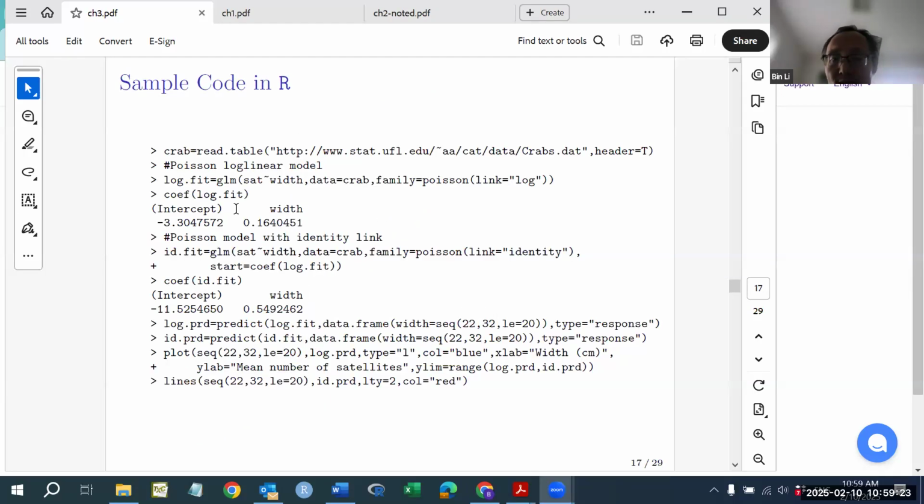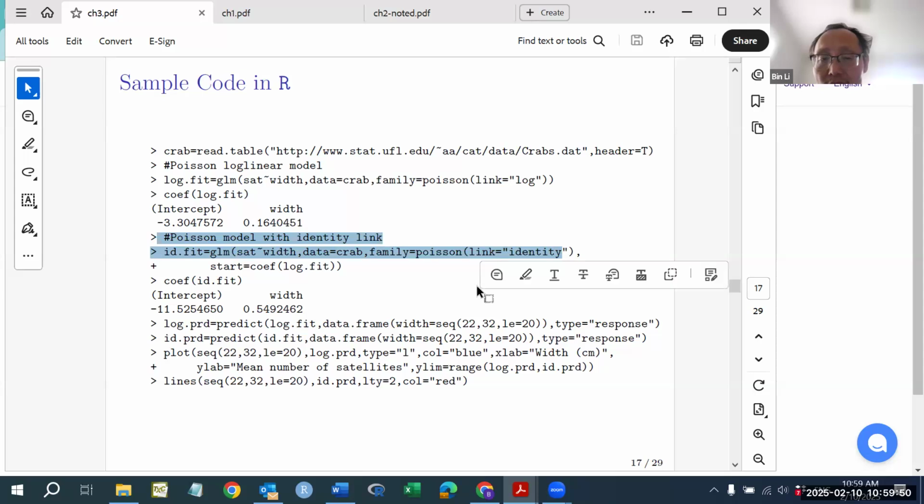Now let's see it in R. So this data set is on this website. You can download it. And here I fit a log linear model. So that is using the GLM function, but the family is Poisson with the link is log. Okay, and this is the Poisson model with identity link. Okay, so still the family is Poisson, but the link is identity.